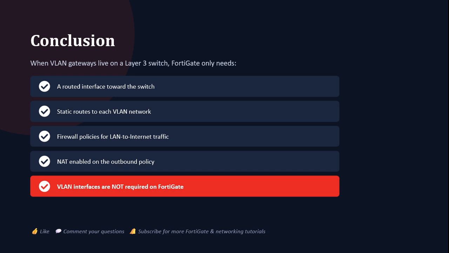So this is the conclusion. When the VLAN gateway lives on a layer 3 switch, the FortiGate only needs these things: a routed interface toward the switch, static routes, a firewall policy, and NAT enabled on the outbound policy. VLAN interfaces are not required on the FortiGate firewall.